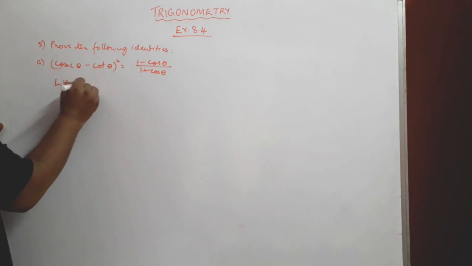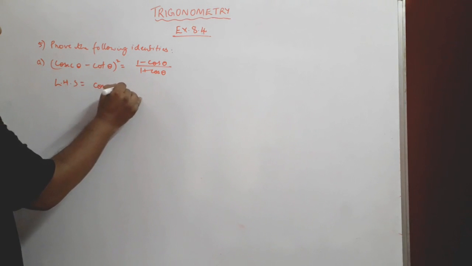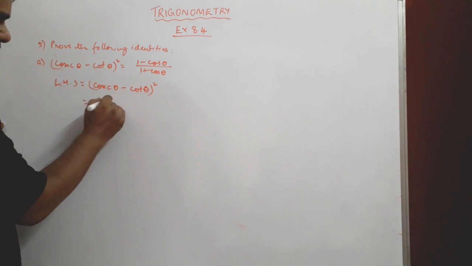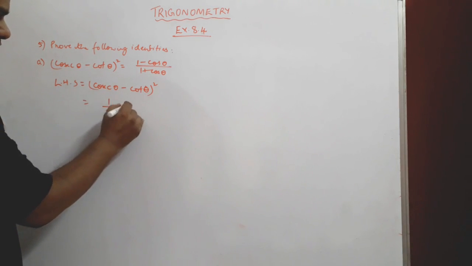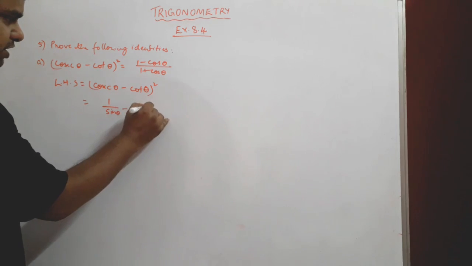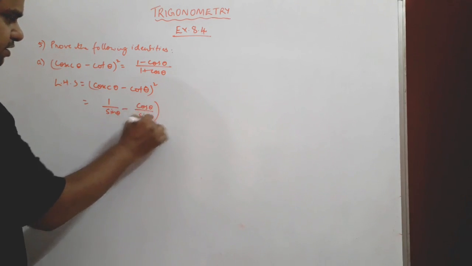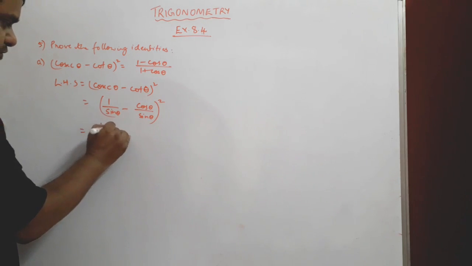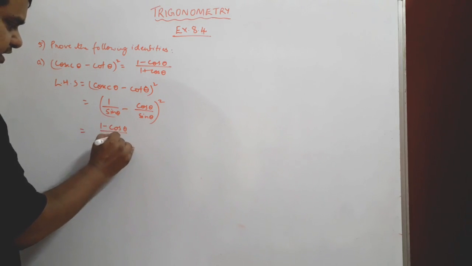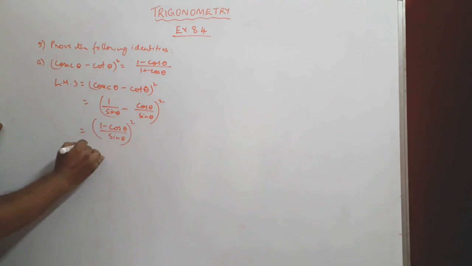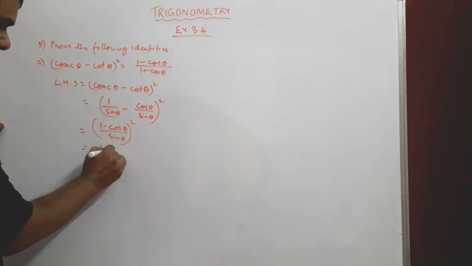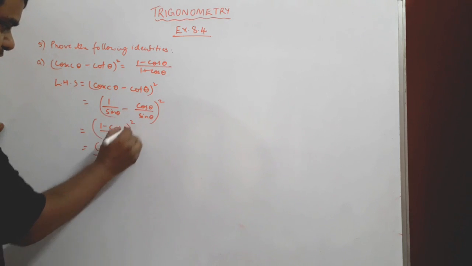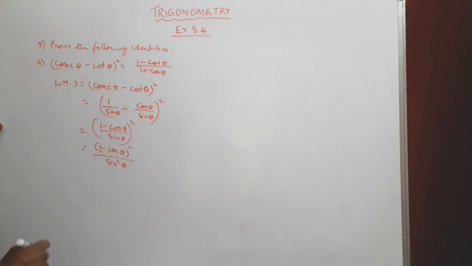Left hand side says (cosec theta minus cot theta) whole square. Cosec theta can be written as 1 upon sin theta and cot theta can be written as cos theta upon sin theta, whole thing under brackets, whole square. Since the denominators are the same, we can write it as (1 minus cos theta upon sin theta), whole thing in brackets raised to square. Now if we separate them out, we can write it as (1 minus cos theta) whole square upon sin square theta, because the square applies to the numerator as well as the denominator.